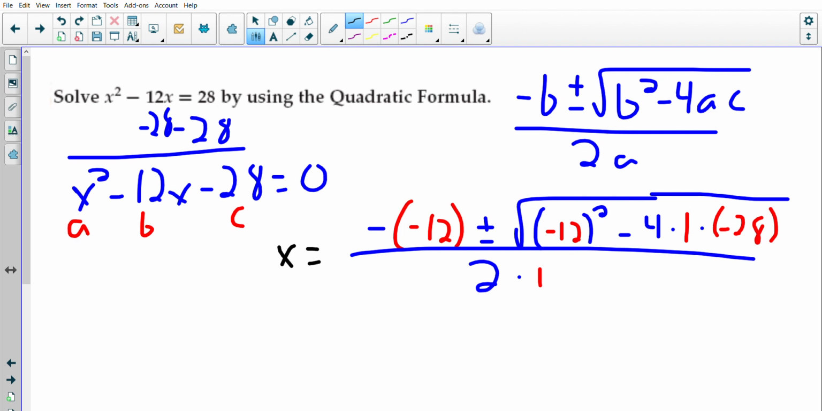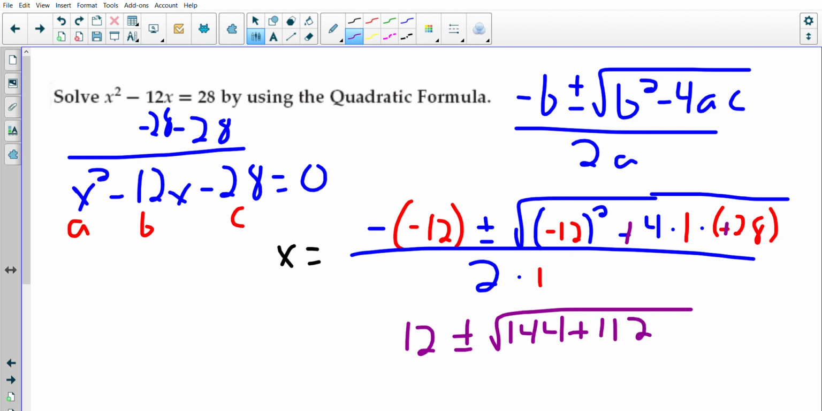So now we just go through and simplify. So negative 12 would be 12 plus minus the square root of 144. Well, double negative right here makes it positive, so I will be adding. So 4 times 1 is just 4. 4 times 28, that would be 112. All over 2 times 1 is just 2. Okay, so now I'm going to simplify again. 144 plus 112 would be 256. Well, that's a nice perfect square.